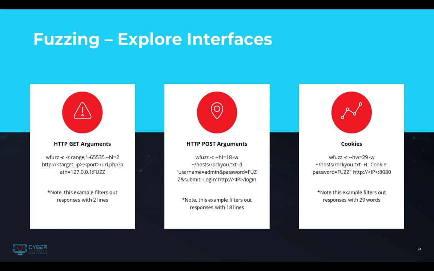Now for an HTTP POST, it's still pretty straightforward. You can use the -d flag, which gives the body of the POST arguments, and then you include the word FUZZ just like you would with a GET request. And cookies are available too, using the -H flag to specify either the name of the cookie or the value of the cookie. You can fuzz both of those. So wfuzz gives you a whole lot of flexibility.